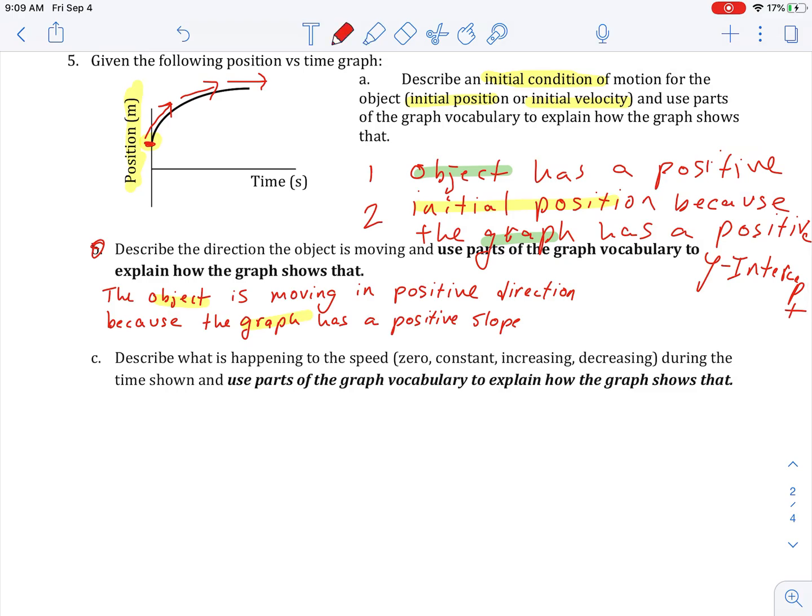Finally, describe what we're going to do here. Describe what is happening to the speed. Is it 0? Is it constant speed? Is it increasing? Is it decreasing during the time shown?